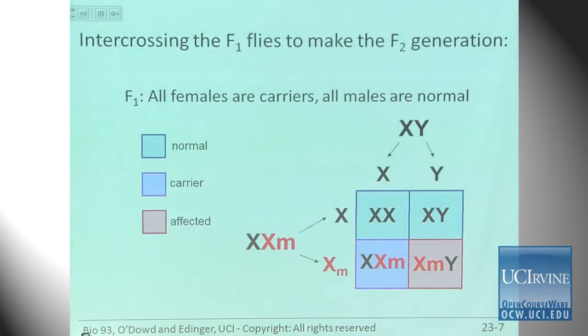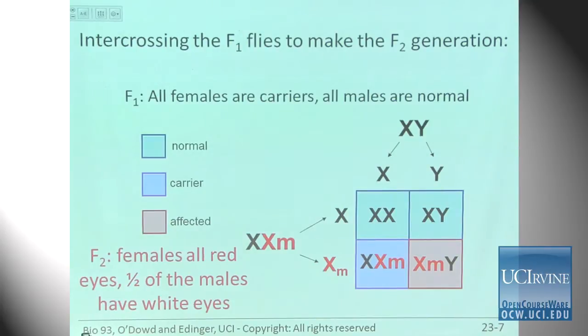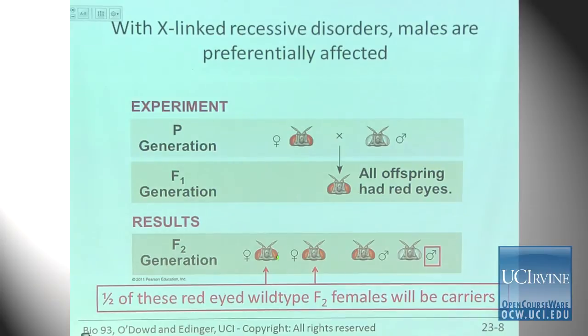And those are the ones that got the mutant X chromosome and a Y. So a quarter of the offspring and half of the males are affected with the disease. None of the females have the disease. There's one that has 2 normal X's and one that's a carrier, but none of the females are affected. So in F2, all of the females have red eyes, and half of the males will have red eyes. But don't forget that half of these females are actually carriers and have one of the mutant X alleles.